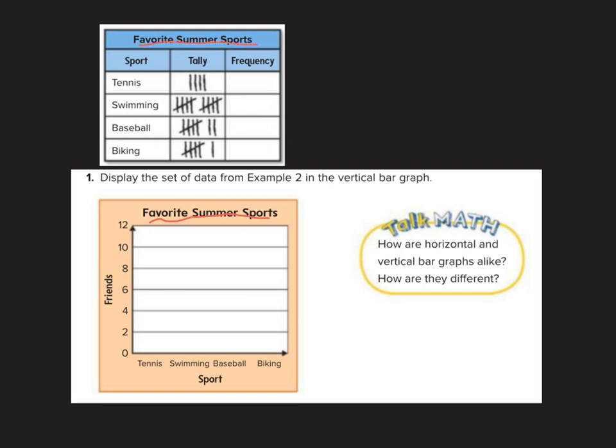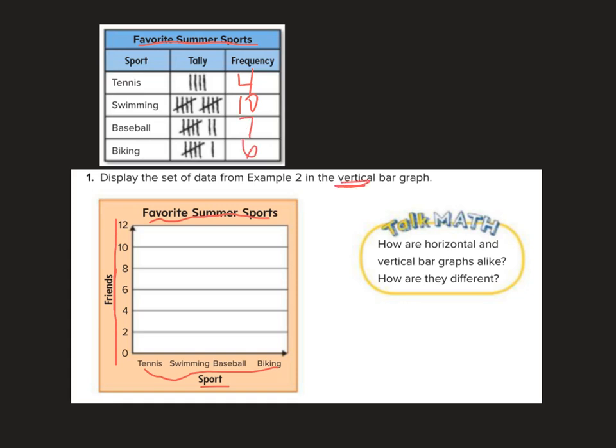Favorite summer sports. I didn't make anything up. I just have to look at my tally or frequency chart and write down the same title. We're going up by twos. I'm looking over here. I have a title. These are number of friends. And we have our sports again down on the bottom. Okay, so tennis has 4, swimming has 10, baseball has 7, biking has 6.